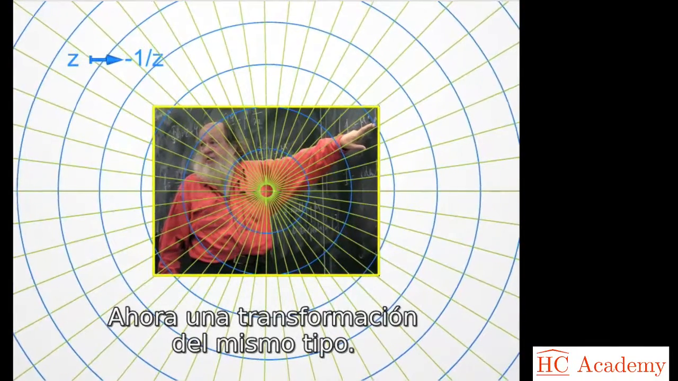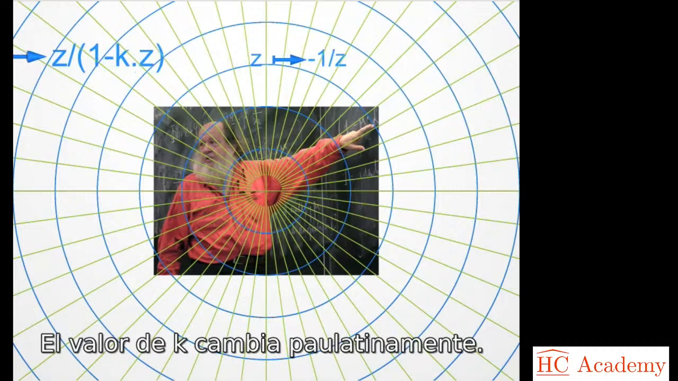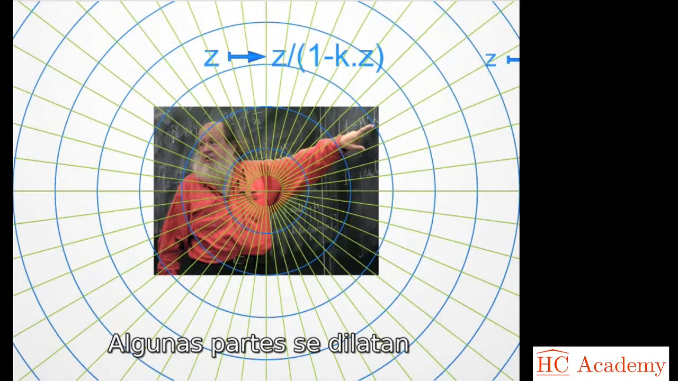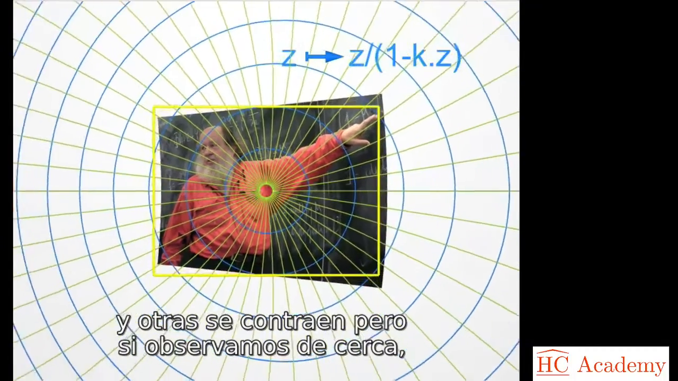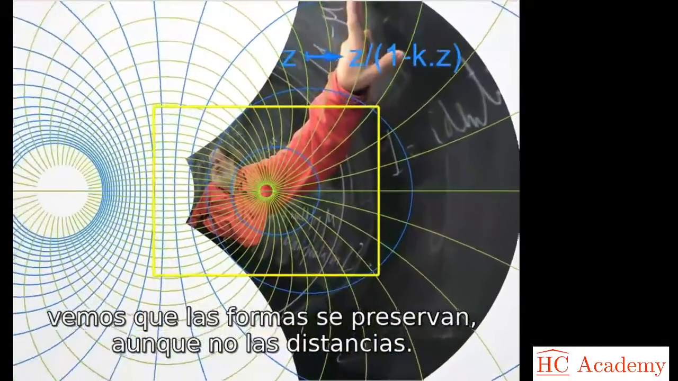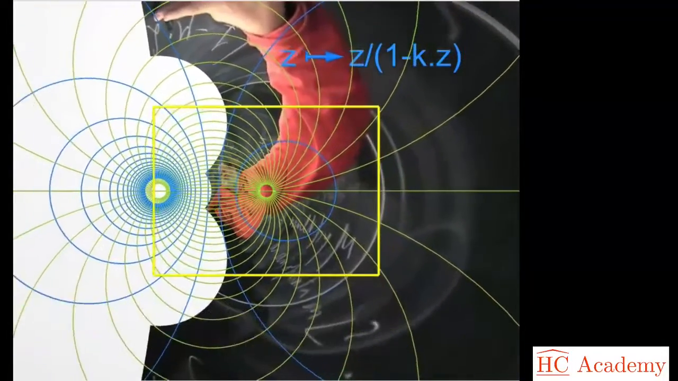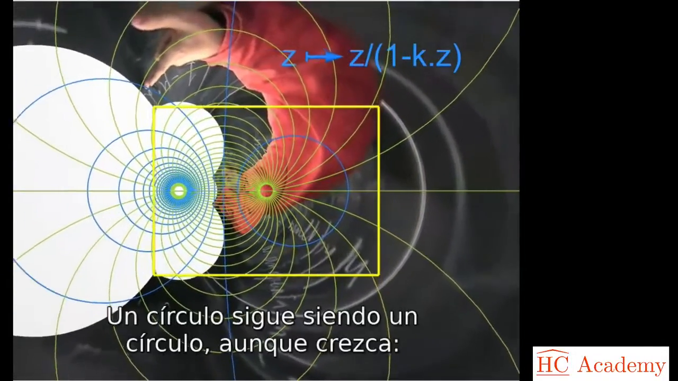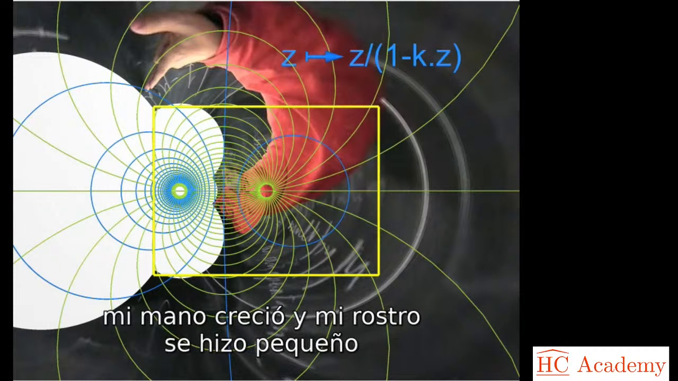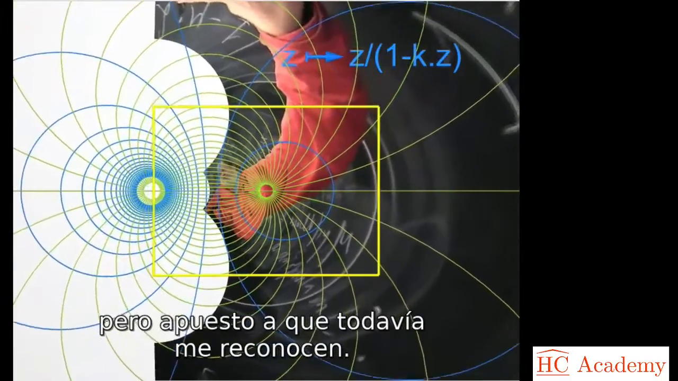Here is a similar transformation. Look at the formula. The value of k changes slowly. Some parts are expanded, others are contracted, but if one looks closely, the shape is preserved even though lengths are not. A circle remains circular even though it might grow. My hand grew, my face became smaller, but you can still recognize me.